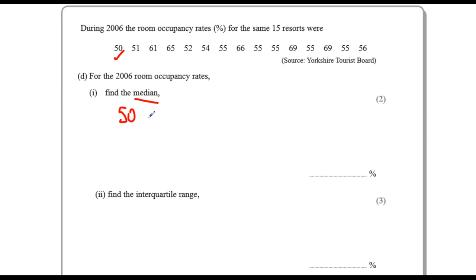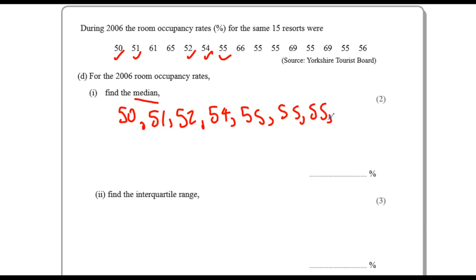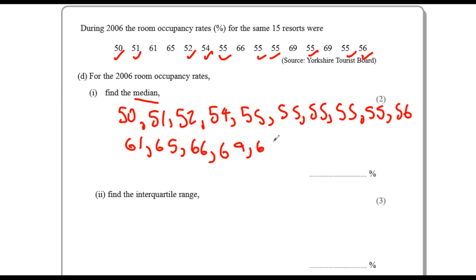Next one, we've got 51. But then we've got 52. Can I get a 53? Nope. Next one, we've got 54. Next one, we've got 55. And again. And again. And again. We've got 4 of them. 5 of them even. Lots of 55s. And then we've got 56. And then we've got 61, 65, 66, 69, 69. Now because we know there's 15, it's worth just checking. 1, 2, 3, 4, 5, 6, 7, 8, 9, 10, 11, 12, 13, 14, 15.